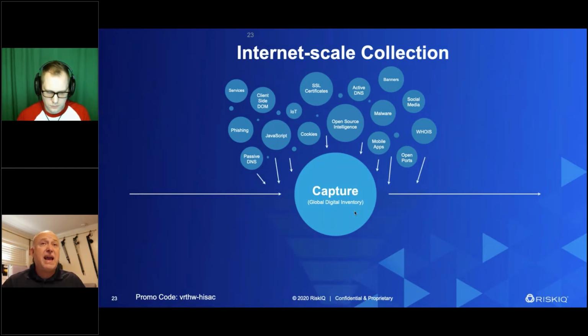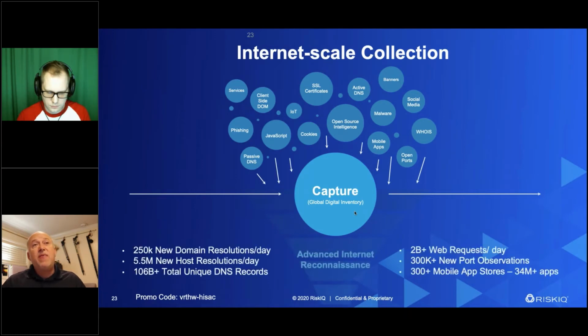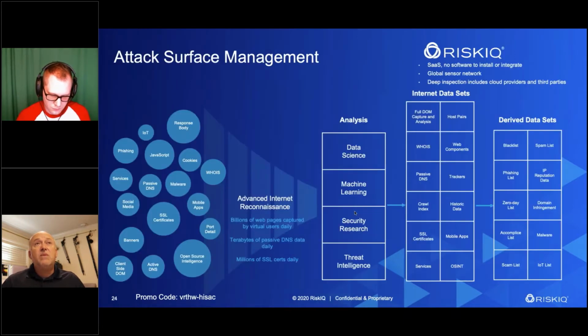That data comes in, we capture it, and it goes into our global inventory. And with that, we're looking at over 250,000 new domains that come up every single day. There are over 5.5 million new host resolutions that we're seeing every day, 106 billion DNS records, we do 2 billion web requests a day, and we have over 300 mobile app stores and over 34 million mobile apps in our databases. So as this data comes in, our security research and threat intelligence teams will look at something.